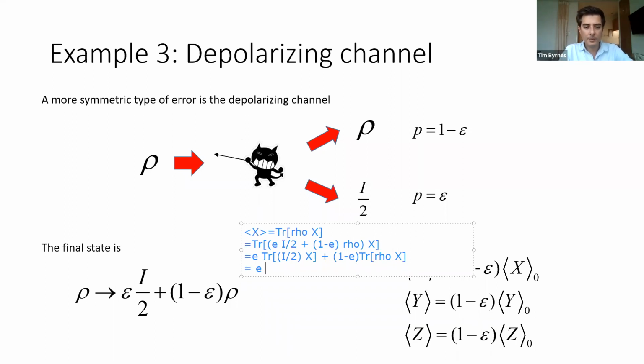This is going to be E times trace of, and then identity matrix times x is always just x divided by 2, plus 1 minus E of, and this thing here, trace rho of x, is actually just the original expectation value. So I'm going to call that x underscore 0. So that's the original value, whatever it was beforehand, right? Expectation value of that, whatever it was beforehand.